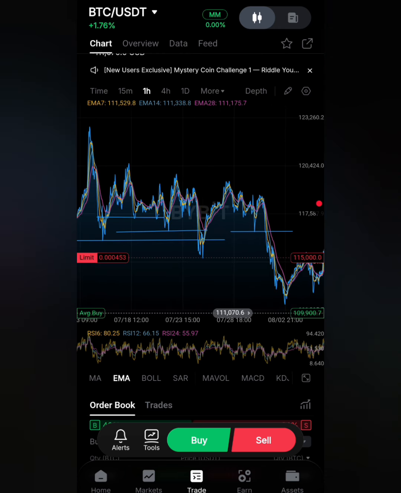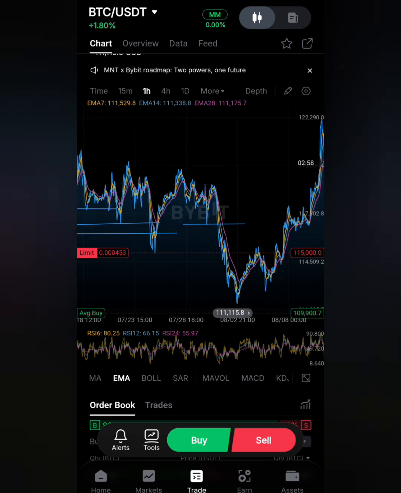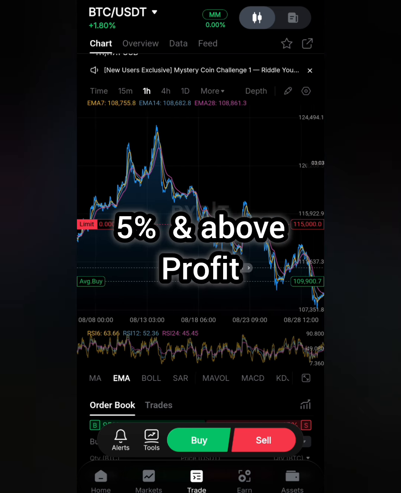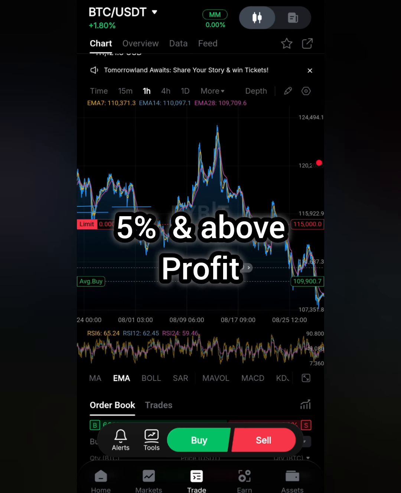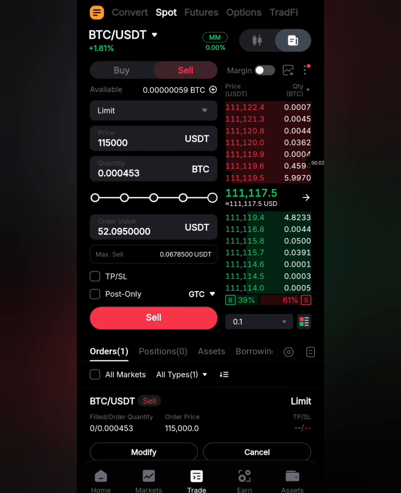So the main thing is look for a base, and then when the base breaks, like what we have here, you buy. Once the price retracts and starts going back up, you sell and make some profit. With this, you can be making about 5 to 10% profits trading BTC and other cryptocurrency using this particular strategy. So that's a very simple trading strategy you can apply to spot trading.